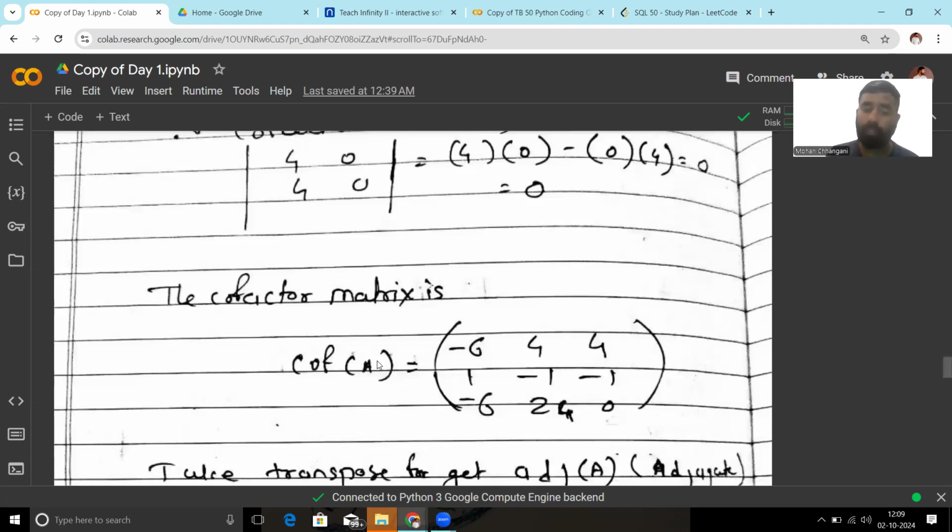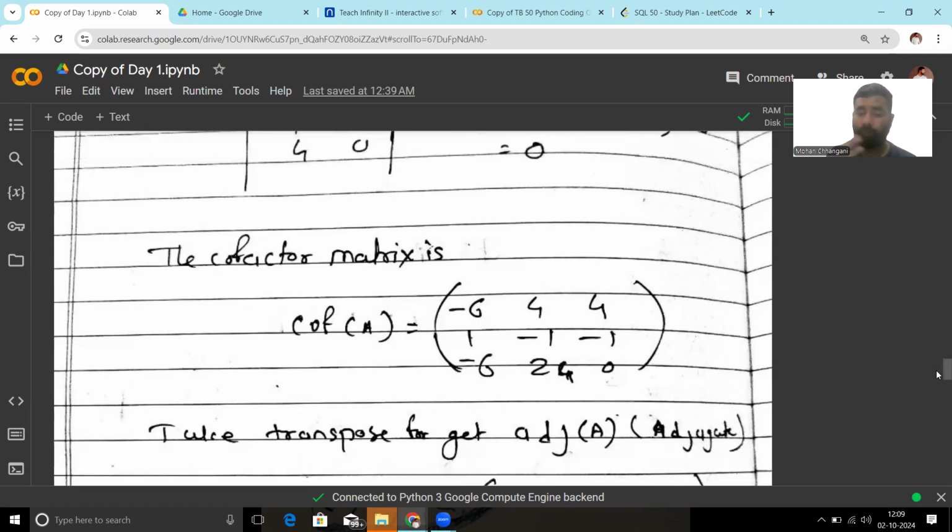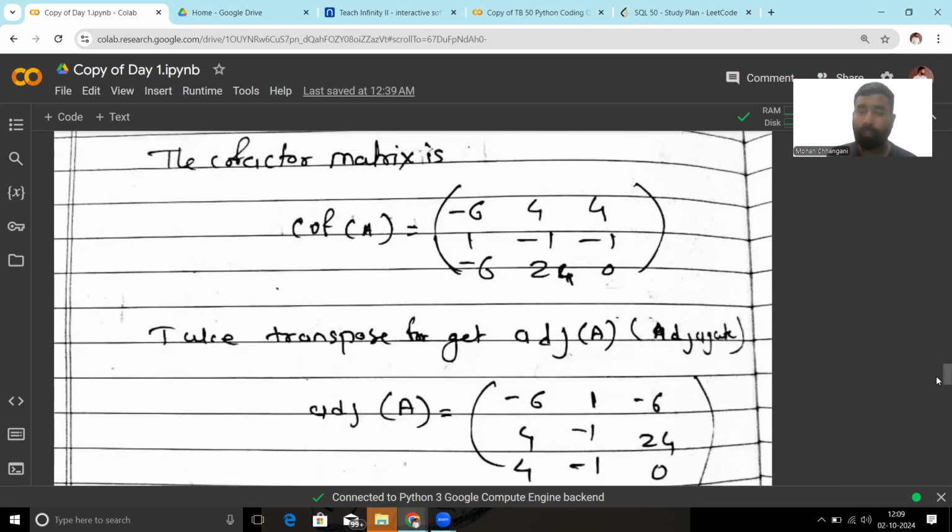So we put them in. The cofactor of A is -6, 4, 4, and then 1, -1, 1, which come from this calculation. Then we transpose the matrix. Transposing simply means the rows are converted into columns. So we see -6, then 4, and then 4, like that.